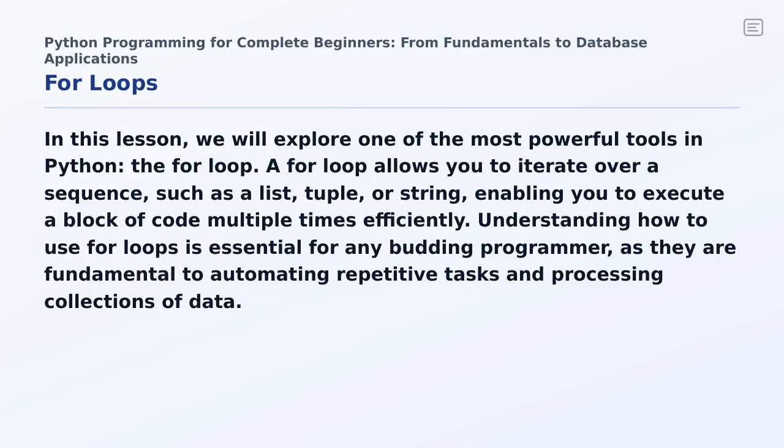In this lesson, we will explore one of the most powerful tools in Python, the for loop. A for loop allows you to iterate over a sequence, such as a list, tuple, or string, enabling you to execute a block of code multiple times efficiently. Understanding how to use for loops is essential for any budding programmer, as they're fundamental to automating repetitive tasks and processing collections of data. Don't worry if this feels new at first.